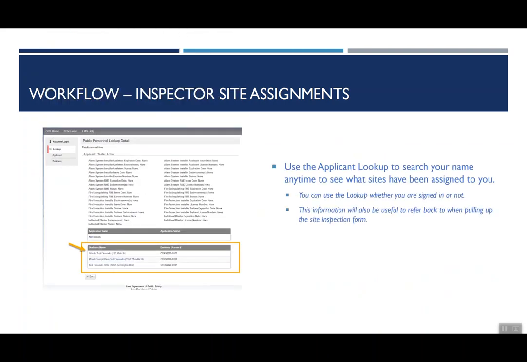You can use the applicant lookup link on the LMS public portal at any time to search your name and see a list of sites that have been assigned to you. You do not need to be logged in to use the lookup feature. Click on a business name link in the search results to get more details on that site, such as the site address, contact phone number, license number, and vendor name.